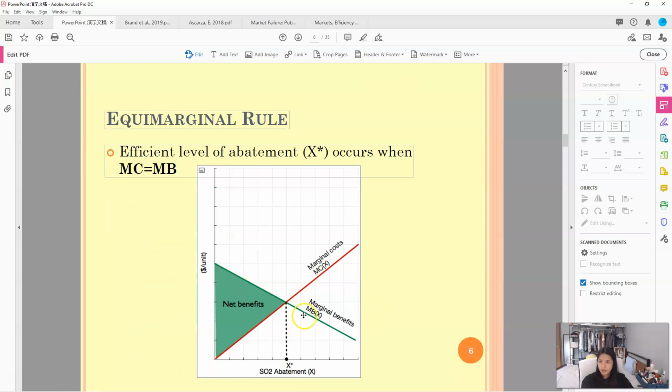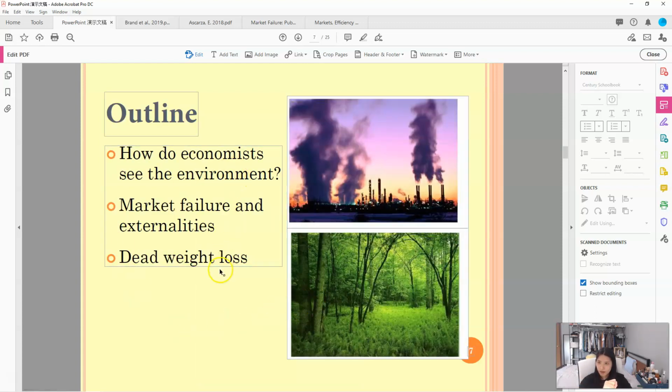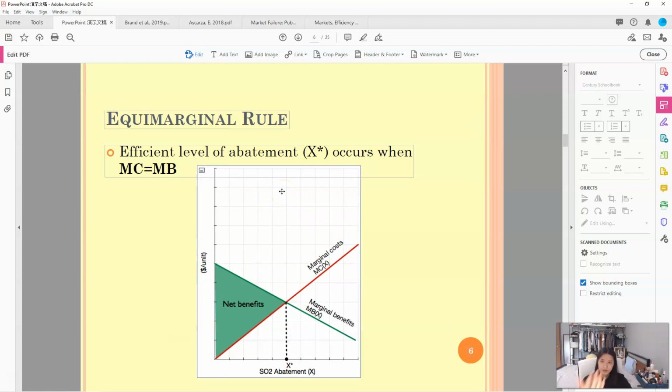Also from the SO2 abatement example in the last video, the market equilibrium is defined as MB equal to MC, the intersection of those two lines, and it is also an efficient point, because at this point we maximize our net benefits. Finally, we finish the review for the last two videos.